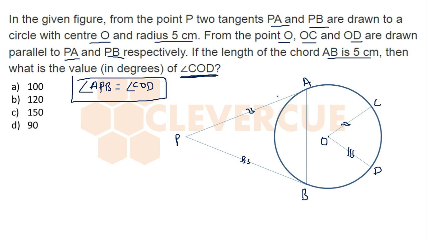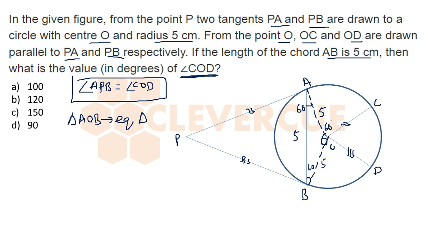Now what is given further, we will see. The chord AB is given as 5. Join OA and also join OB. The length of the radius is also given as 5 centimeters. So this triangle AOB is an equilateral triangle. All the sides and angles will be equal, and each angle is equal to 60 degrees.